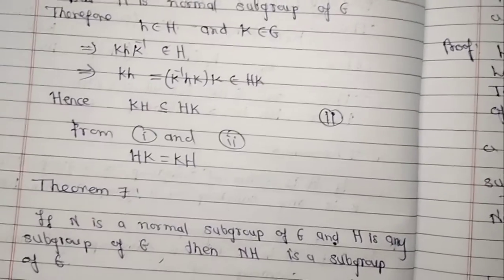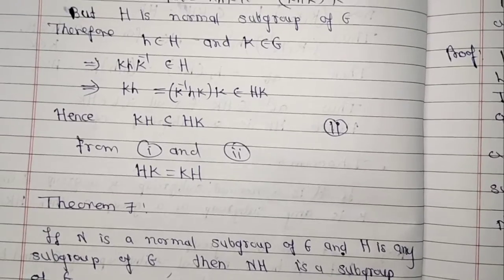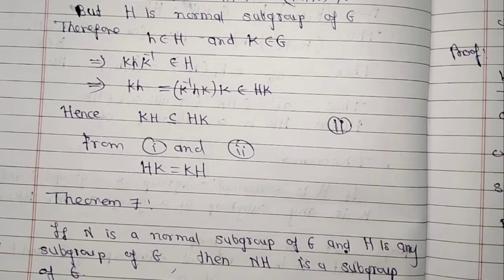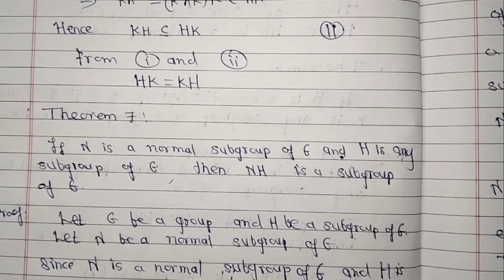Now we consider one theorem, and the statement of this theorem is: if N is a normal subgroup of G and H is any subgroup of G, then NH is a subgroup of G.